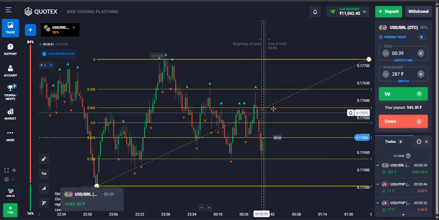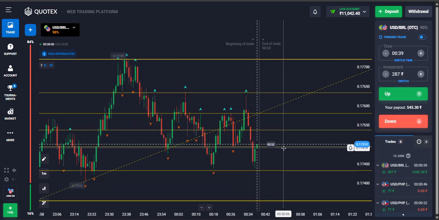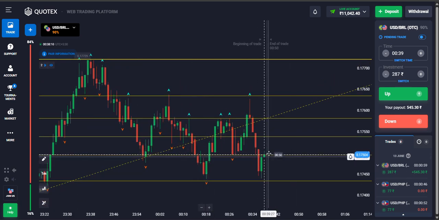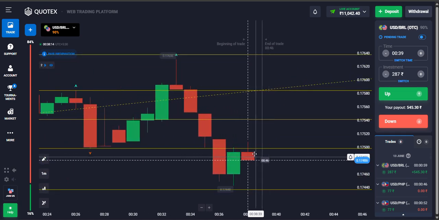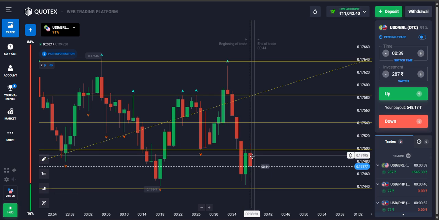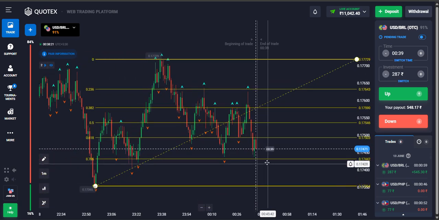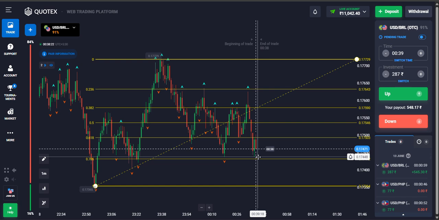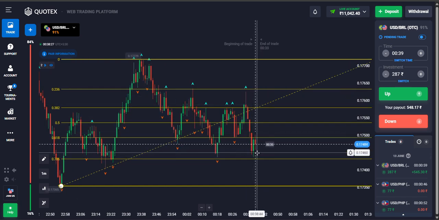Again, this is the resistance or the support line, so a parallel line. So we have made about 545. Profit is about 200, 300 rupees. From here we can see the market is trying to test this again and come back and retest this support, and in all probabilities it will break this support this time, because the market is already in a downtrend.